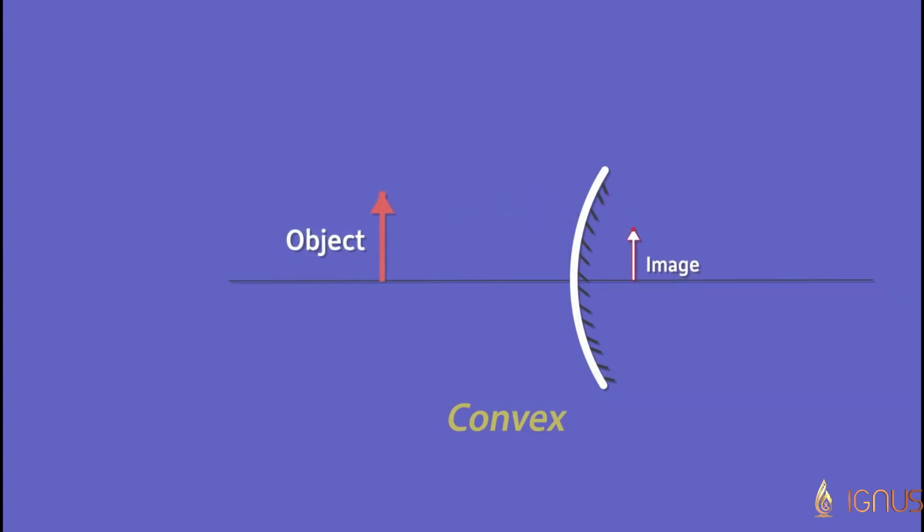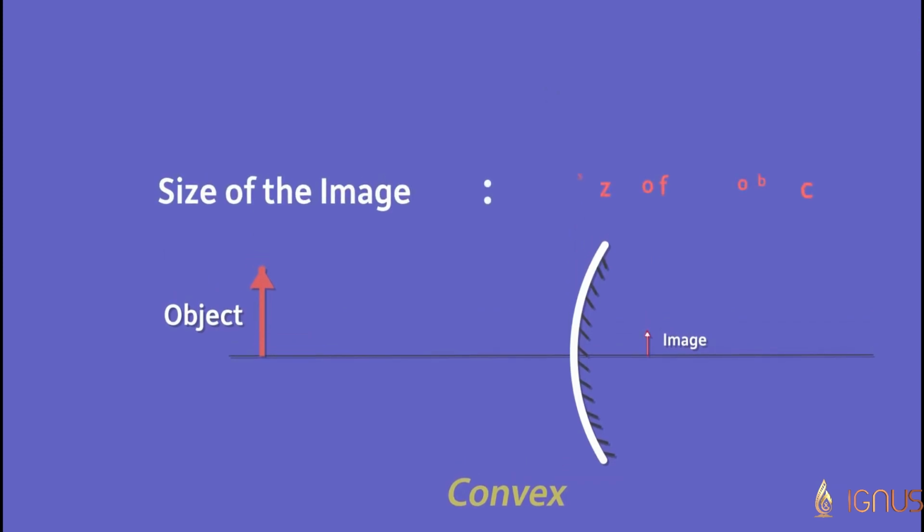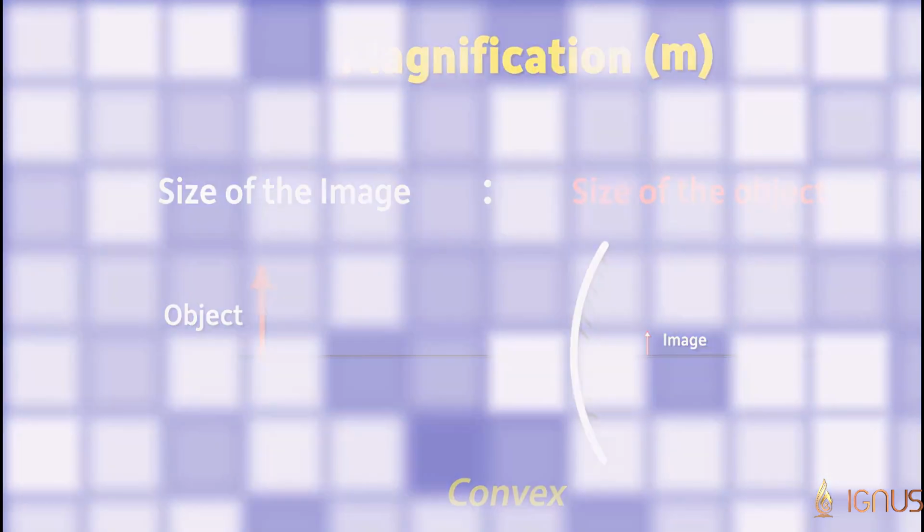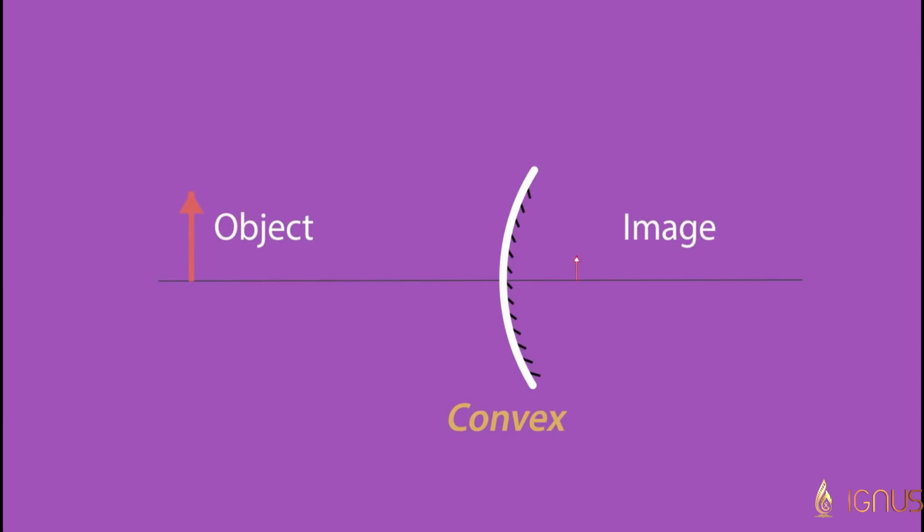Now, if we have to compare the size of the image with the size of the object, then we take the ratio. That is, the ratio of the size of the image to the size of the object. And this ratio is what we call magnification. It is denoted by the letter M. In our ray diagram, the size of the object and the image are nothing but the heights of the object and the image. So M will be equal to hi over h0.